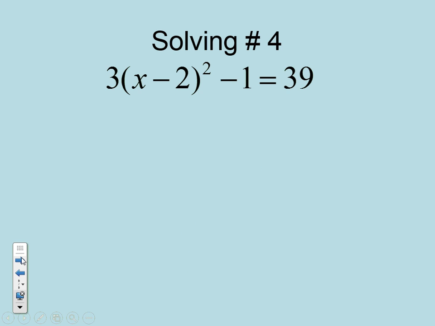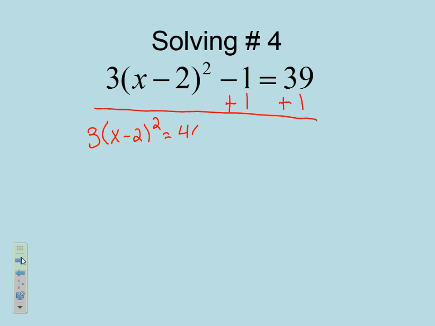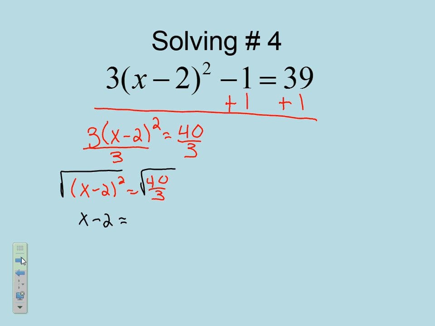All right, last example for the day. Here we go. First thing we're going to do, we're going to add 1 to both sides. We're going to get 3 times the quantity x minus 2 squared equals 40. Now we're going to divide by 3. 3 does not go into 40 evenly, so we're going to get x minus 2 squared equals 40 over 3. To get rid of our square, we're going to take the square root of both sides. So then I'm going to get x minus 2 equals square root of 40 over square root of 3.